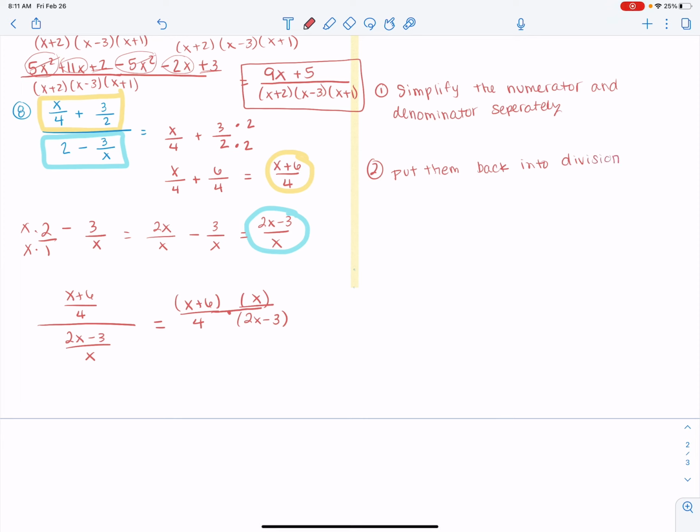All right, and now then we went from there. So x times x, x squared. x times 6, 6x. 4 times 2x, 8x. And 4 times negative 3, negative 12. And that is all I can do with that. That's it.